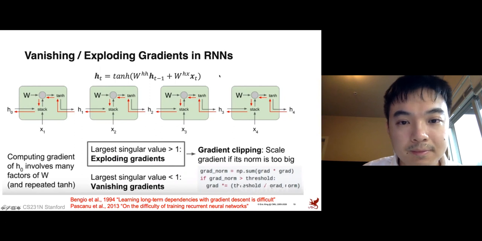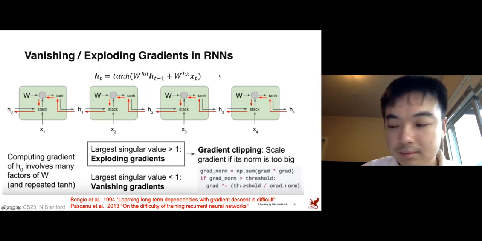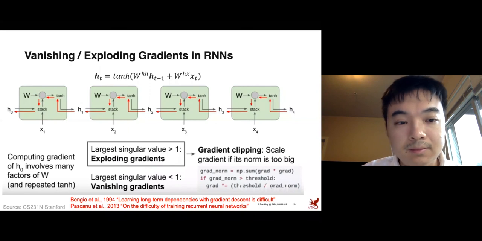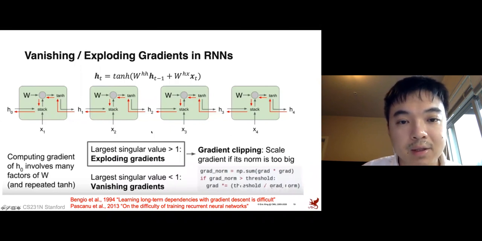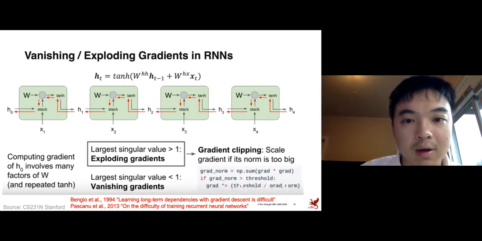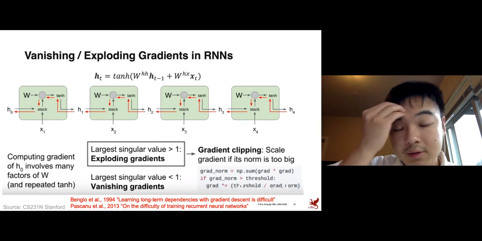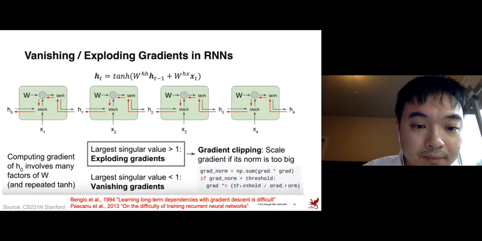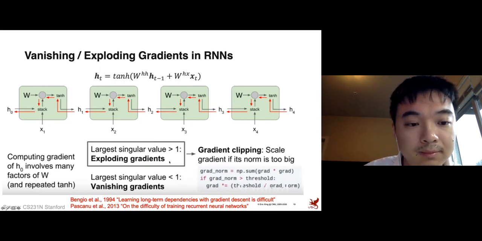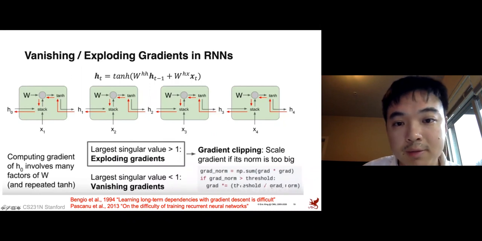I had a question. Yeah. What are you taking the singular values of? Yeah, for any matrix, you can compute the singular values with SVD decomposition. This is a concept in linear algebra. But are you taking the singular value of the W matrices? Yeah, the singular value of the W matrix. Okay, thanks.